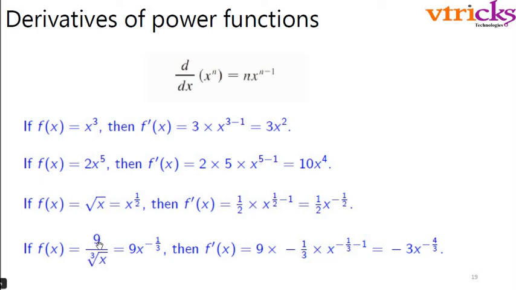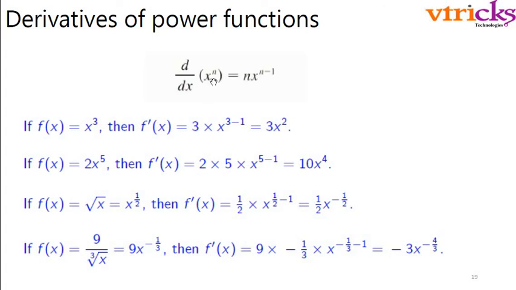Let's take one more example. This is 9 by cube root of x. So 9 is a constant. We will keep it as it is. We have to only differentiate cube root of x. Now this cube root of x is in the denominator. So first we can write it as x to the power 1 by 3. And when we take it to the numerator, this will become x to the power minus 1 by 3.